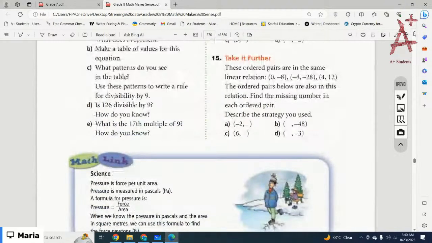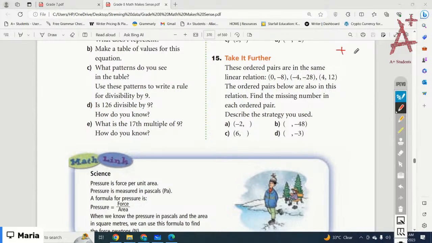These ordered pairs are in the same relation: 0, negative 8, 4, negative 4, negative 28, and 4, 12. Okay, let's just notice how they are increasing. 0, negative 4, 4. They are increasing by negative 4 for x values, and the y values are, negative 8, increasing by 20, right?